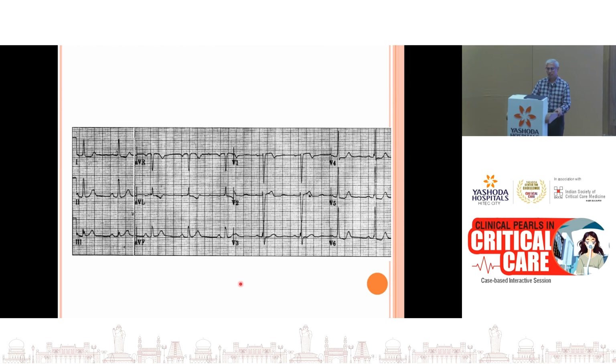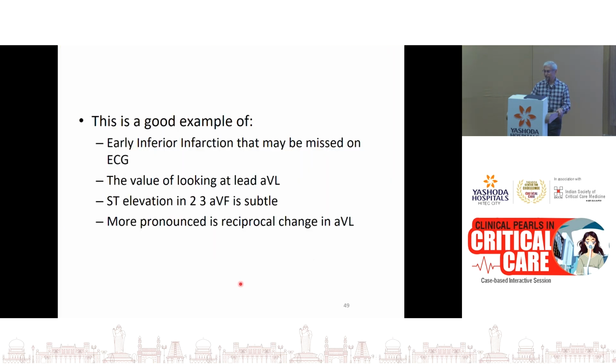This is an interesting ECG which shows, as all of you can see, that there is some T wave inversion in AVL and some T wave inversion in V1. So this is often interpreted as some kind of a lateral wall ischemia or something like that, because there's some ST depression in V5 and V6. But this is a classical example of an early inferior wall infarction that may be missed on ECG.